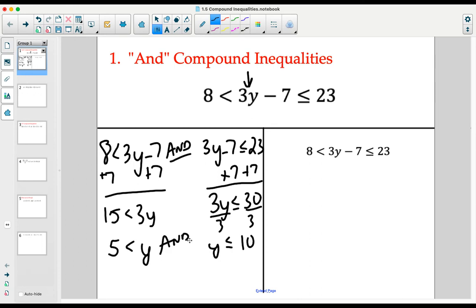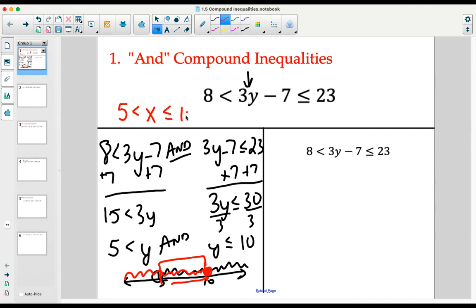Because this is an "and" compound inequality, we need both of these things to happen together. If I'm looking at a number line, I've got 5 on the number line, and I've got 10 on the number line. If I'm greater than 5, I'm shading all of this way. If I'm less than or equal to 10, I'm filling in this circle, and I'm shading all of that way. The solution to the compound inequality is the region where we see the intersection, the region where we have the double shading. So the solution would be that y needs to be greater than 5, but less than or equal to 10. Oh, excuse me, it should be a y.